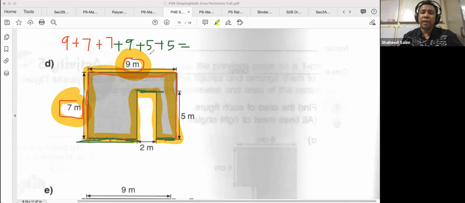5 plus 5, 10. 10 plus 9, 19. 19 plus 7, 26. 26 plus 7, 33. 33 plus 9, 42 meters. Okay, this is 42 meters.